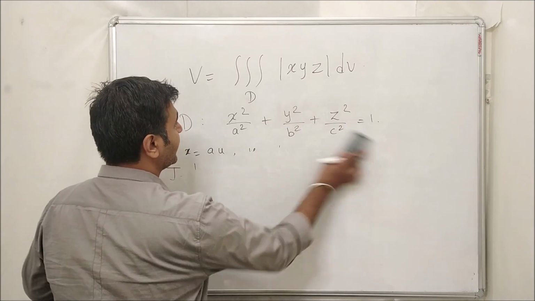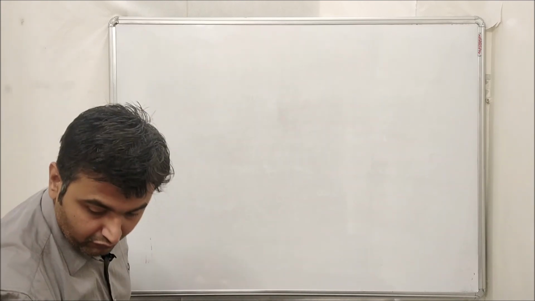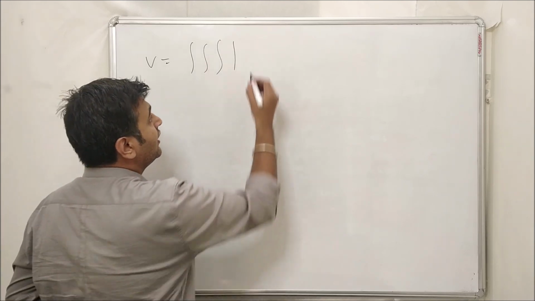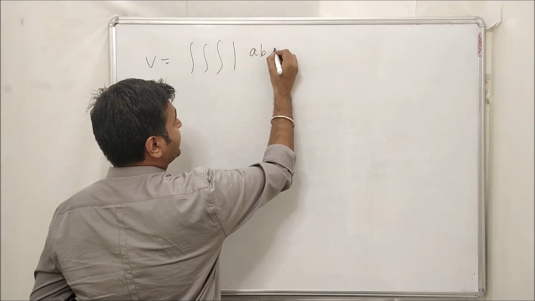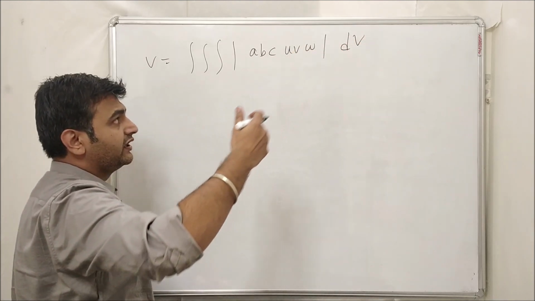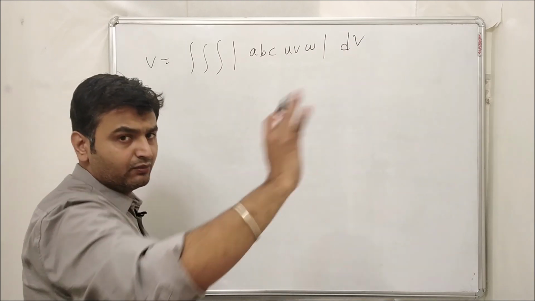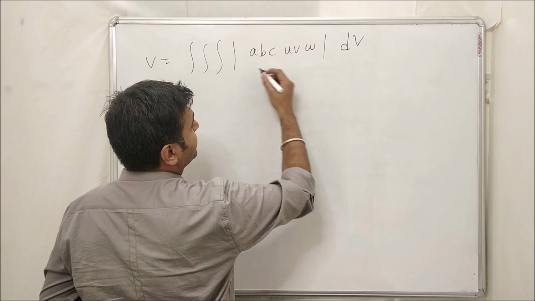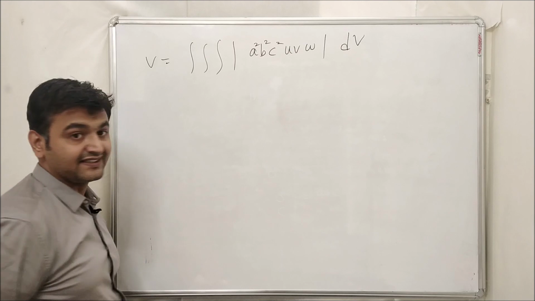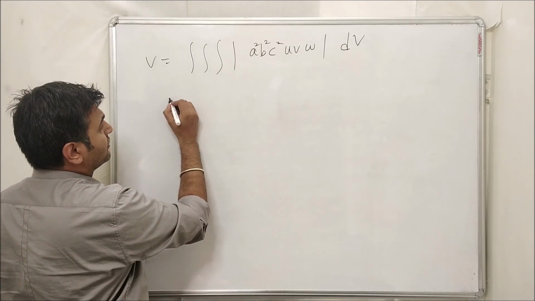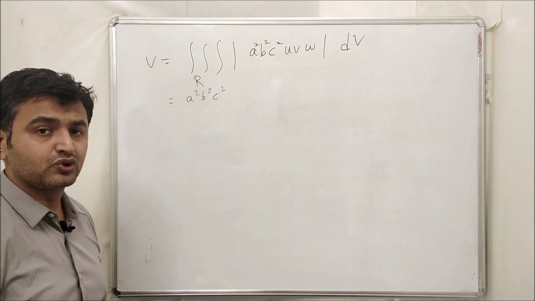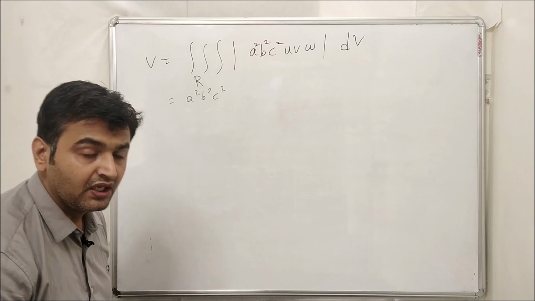Now what we have, by the Jacobian theorem, is V equal to the triple integration of mod of xyz. If I replace the value of xyz, it was abc uvw, right? And here you have du dv dw in some order, into the Jacobian. What was the Jacobian? Your Jacobian was abc, so I'm making it a square, b square, c square, and they are constants, so I can take them outside. So this is a square, b square, c square over the region R. What is my R? u square plus v square plus w square less than or equal to 1, which is a sphere.